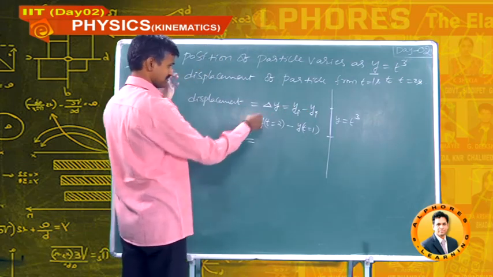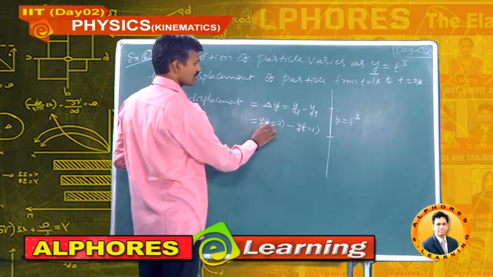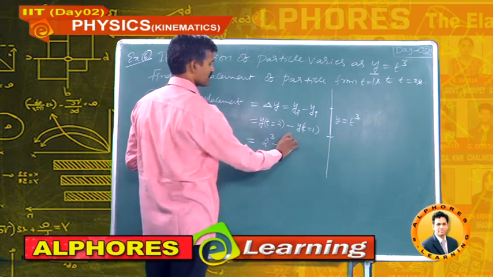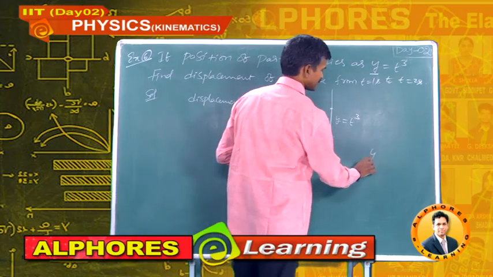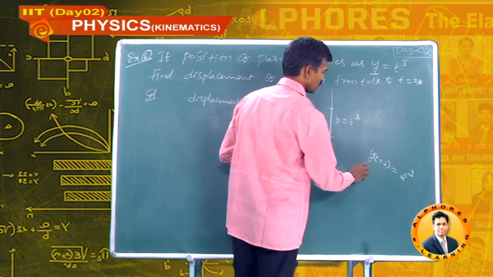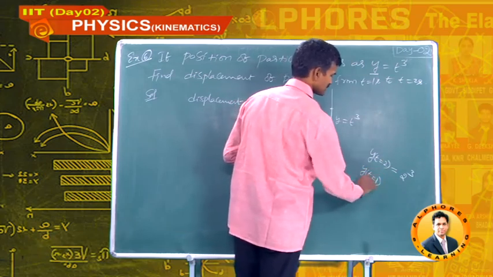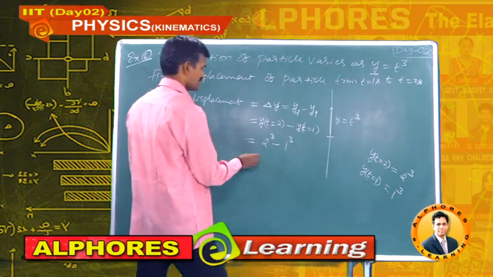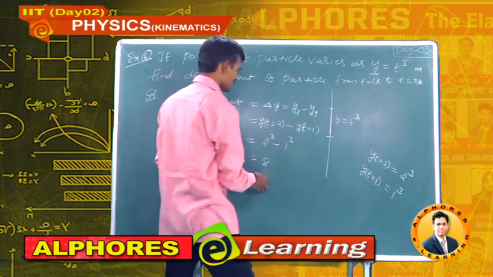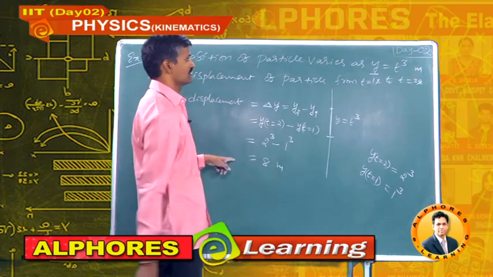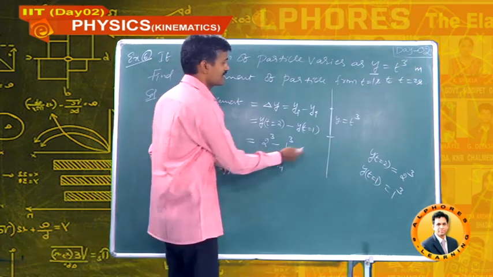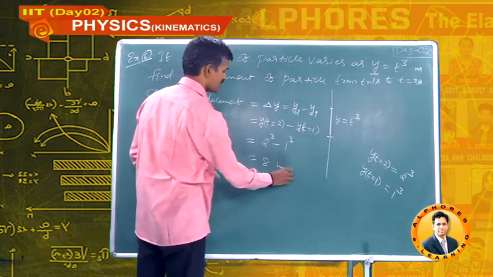So t equal to 2 means 2 cube minus 1 cube. y at t equal to 2 is 2 cube, y at t equal to 1 is 1 cube. So this is 8 minus 1. If this is in meters, our displacement will be in meters. What is the direction of displacement? We have to mention the direction. It is moving along the y direction, so it is j cap.